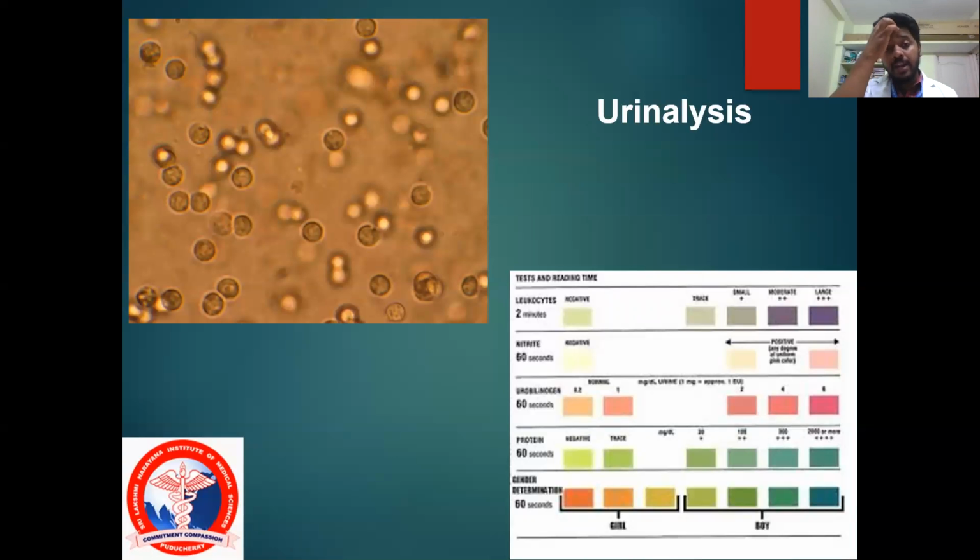So this is a urinalysis sample showing leukocytes in a high power field, and you can also see a strip which has leukocyte esterase and nitrite. These first two are very important in the diagnosis of UTI, like leukocyte esterase and nitrite. We will be discussing the sensitivity and specificity of these tests in the further slides.